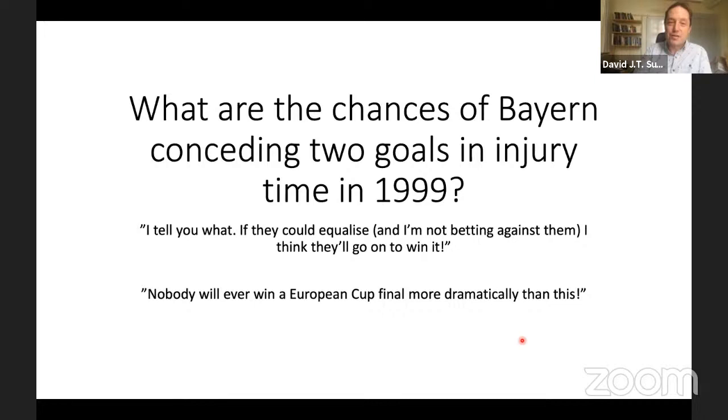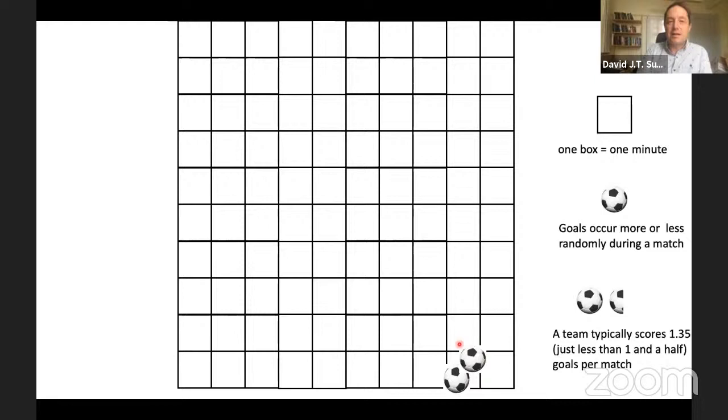And so basically, you can see the match like this. So this Champions League final, you can see the match as sort of a load of empty things, and then suddenly, pop, pop, two goals just occurred in the same box in the same minute of this match. And of course, this is very unlikely that they occur both in this way.